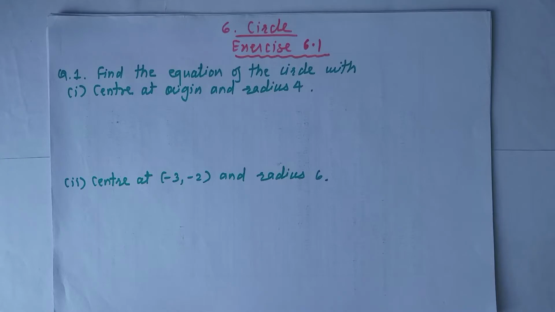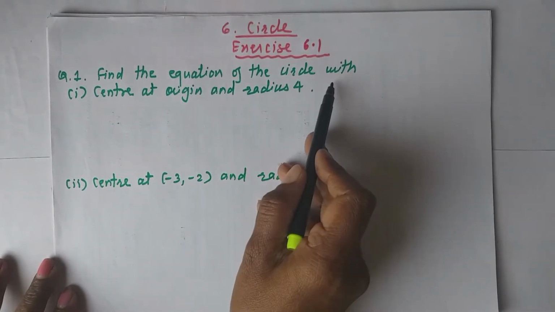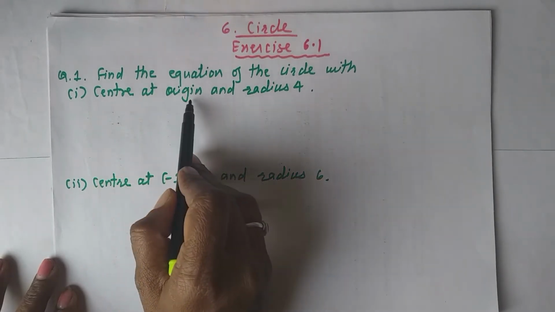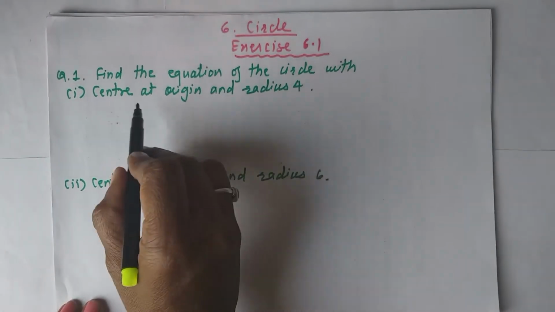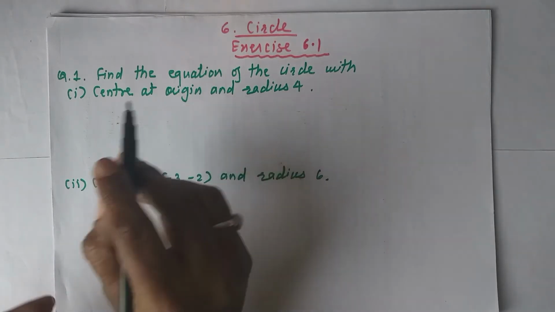Dear students, today we will solve exercise 6.1 from the chapter Circle. Let's see question 1. Find the equation of a circle with center at the origin and radius 4. If the center is at the origin, it means we have to find the equation of the circle in standard form.